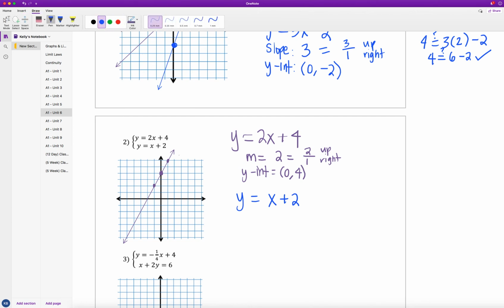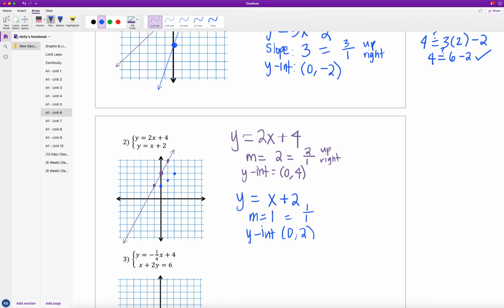Why don't you guys pause the video and graph y equals x plus 2 on your own first. Okay, to check this, I know that my slope here is 1 since we are in slope-intercept form on both of these, and our y-intercept is going to be at (0, 2). So I'll go up to (0, 2) and I'll put a point. From here, the slope being 1 means I go up 1 and then to the right 1. So up 1 and to the right 1, up 1 and to the right 1.